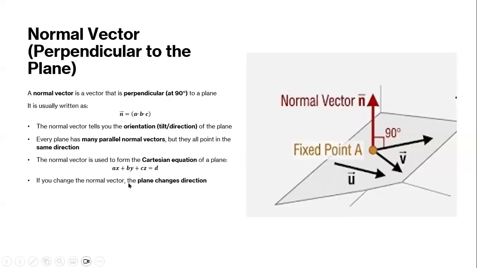Now, if you change the normal vector, the plane changes direction. So over here, we see the normal vector, which is perpendicular to the plane, and the fixed point A is in orange. So you see all the different points pointing in the same direction.